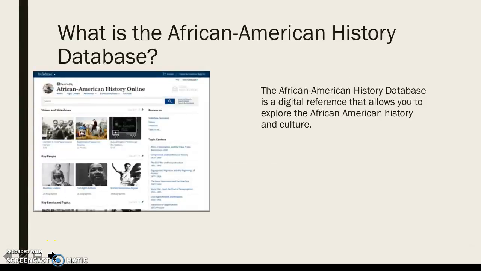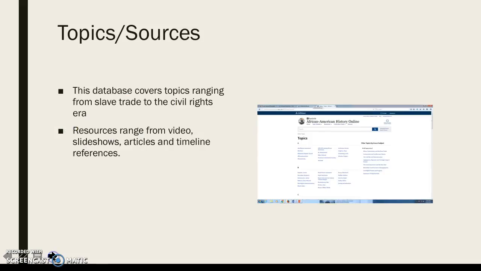The African American History database is an info-based digital reference that allows you to examine more than 500 years of African American culture, history, and experience. Users can use resources ranging from video, image slideshows, articles, and timeline references to easily navigate through the topic center. A convenient A to Z topic list has topics ranging from slave trade, World War I and II, civil rights era, and etc. Advanced searching allows users to tailor searches to meet their specific research needs.